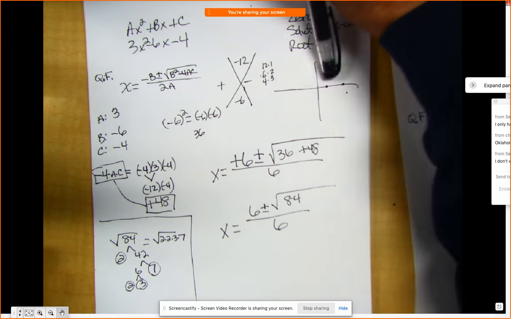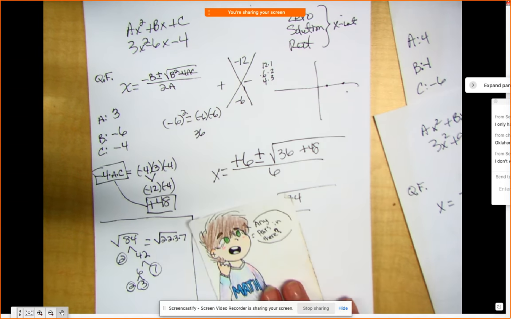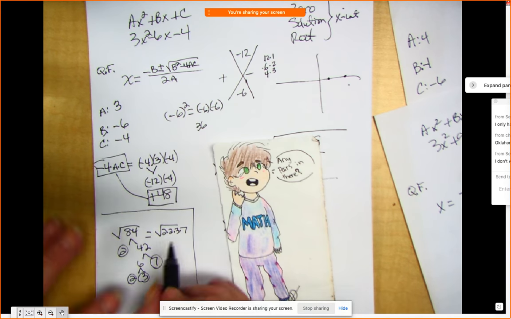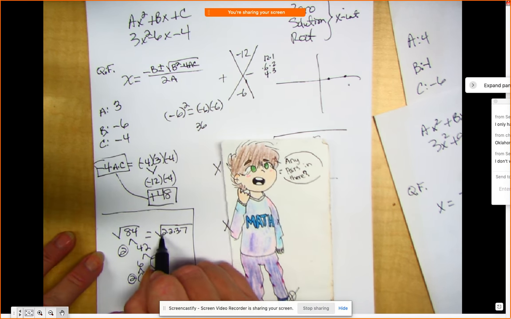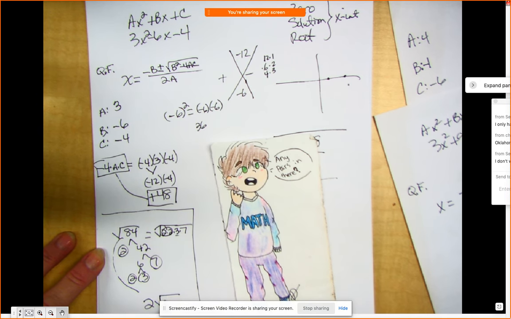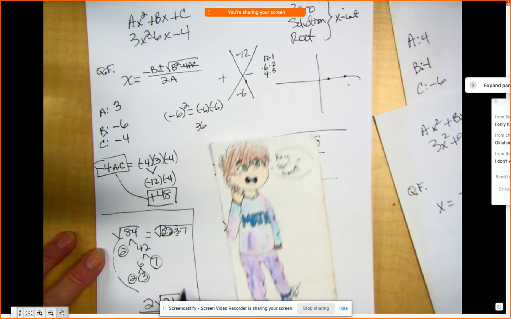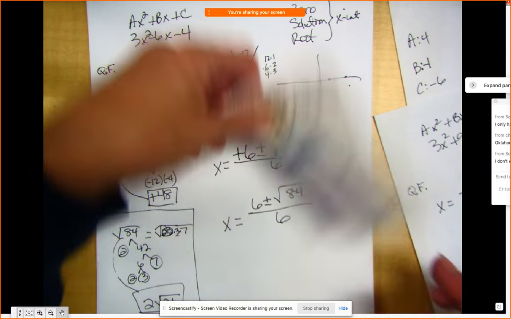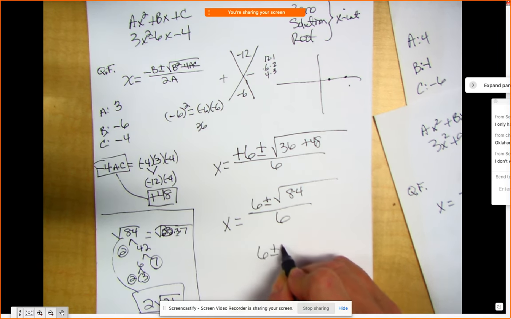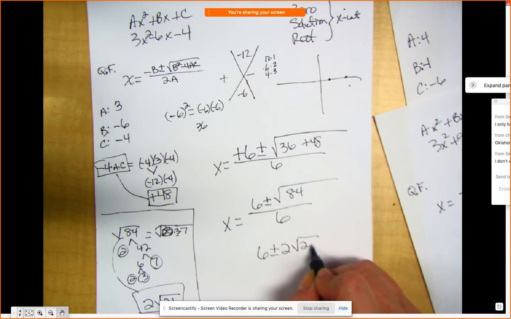Any pairs in there? This guy's looking for a pair of numbers that match, and the 2's match, so they get to come out. So the square root of 84 is simply this, 2. What's left over? The 3 and the 7, which is 21. Okay, so I'm going to come back over here. Instead of the square root of 84, I'm going to write 2 square root 21.